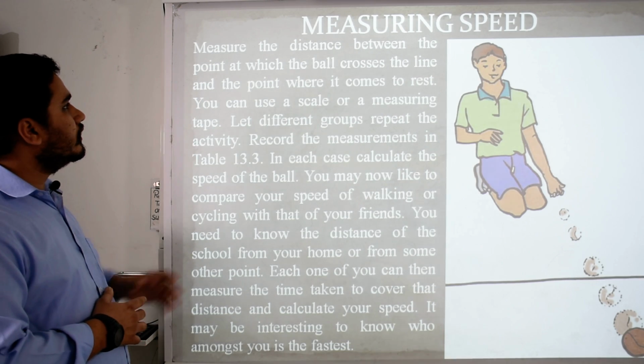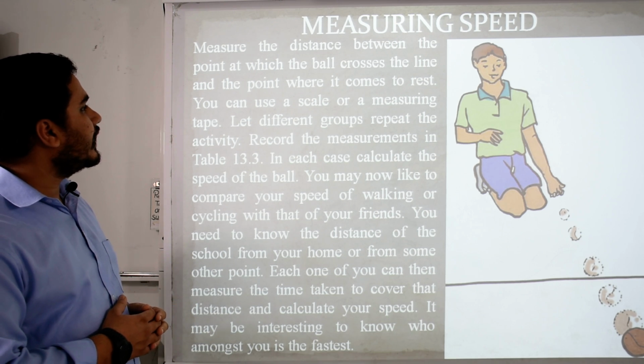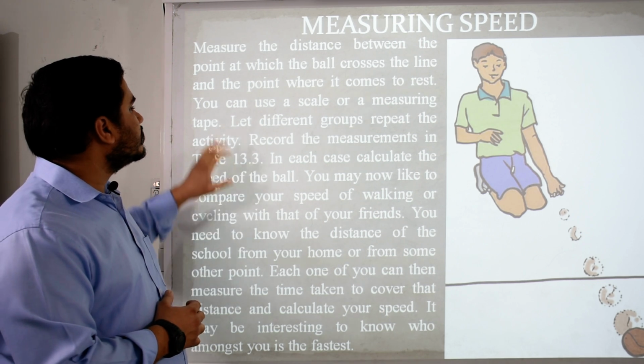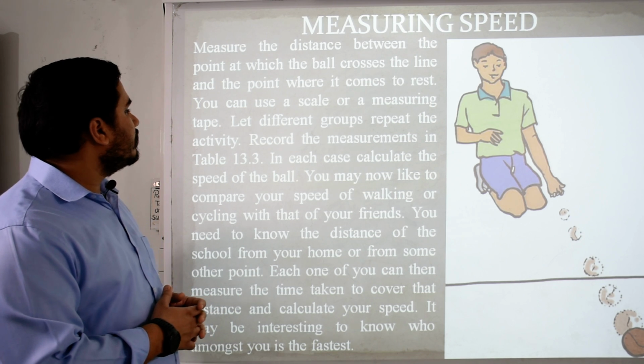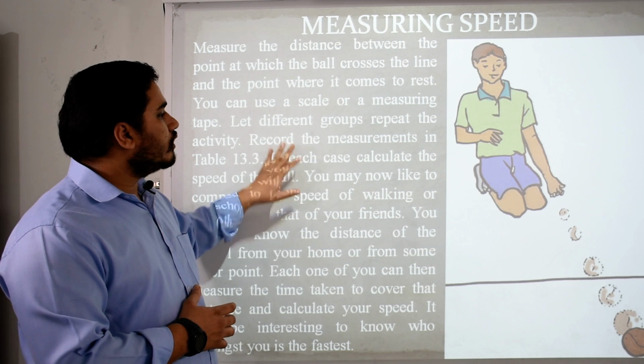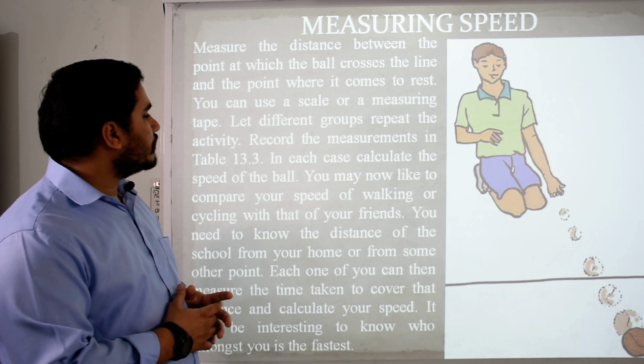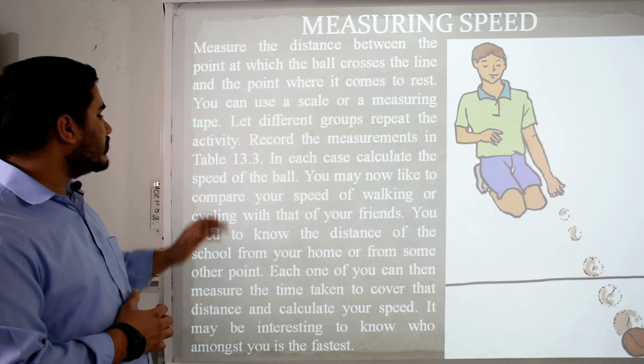Now measuring speed. Measure the distance between the point at which the ball crosses the line and the point where it comes to rest. You can use a scale or a measuring tape. Let different groups repeat the activity. Record the measurements in the table, which can be easily taken from the picture. In each case, calculate the speed of the ball.